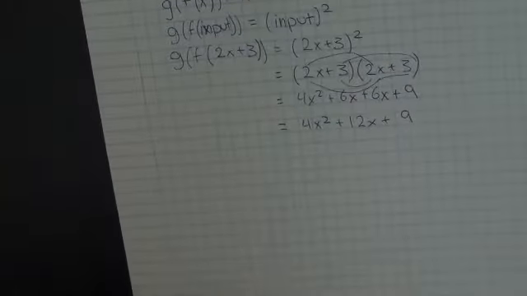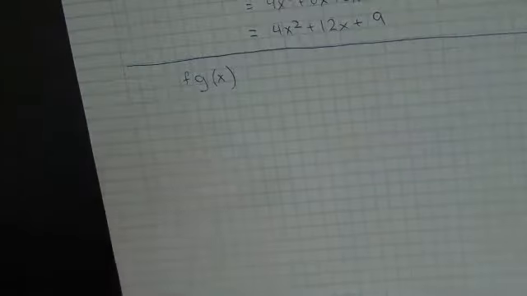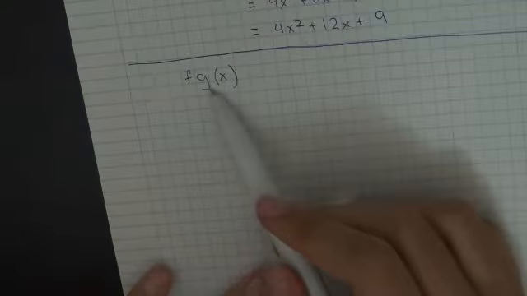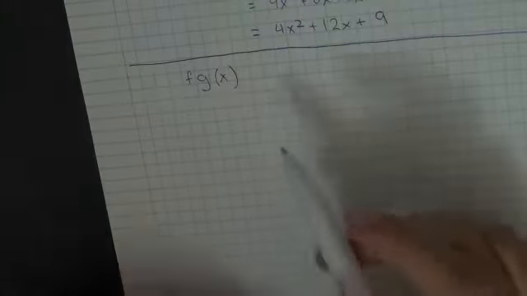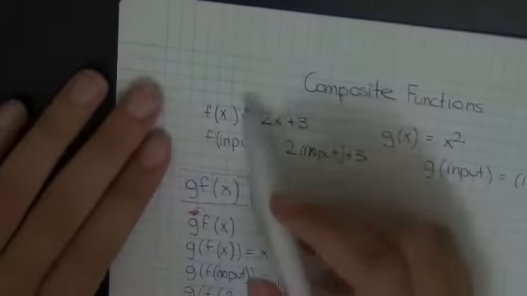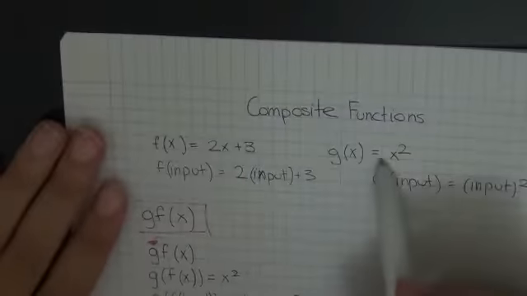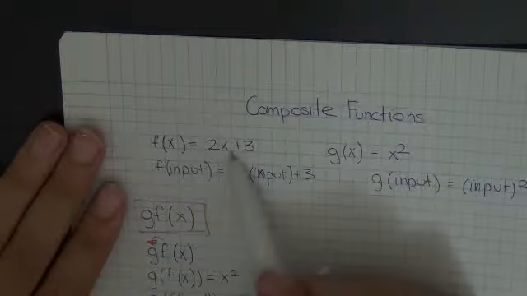However, what would happen if the letters were reversed? If you had f of g of x, the same rules apply. You just get the second function, which is the g, and you plug it into the f. So we know, as we said before, that f of x equals 2x plus 3 and g of x equals x squared. So if you're plugging the g into the f, you take the x squared and plug it into the input here, which is the x.